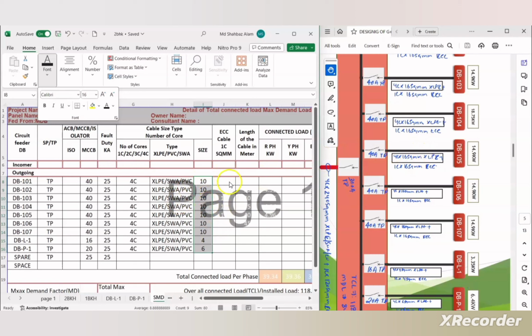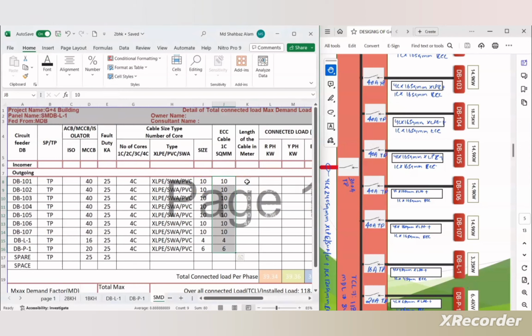Okay. Now the ECC wire, I already prepared one video on how to select the ECC wire depending on the phase conductor. So as it is less than 16, for less than 16, the ECC wire and the phase wire are the same. So for each 10 square mm wire, the ECC wire will also be 10 square mm.